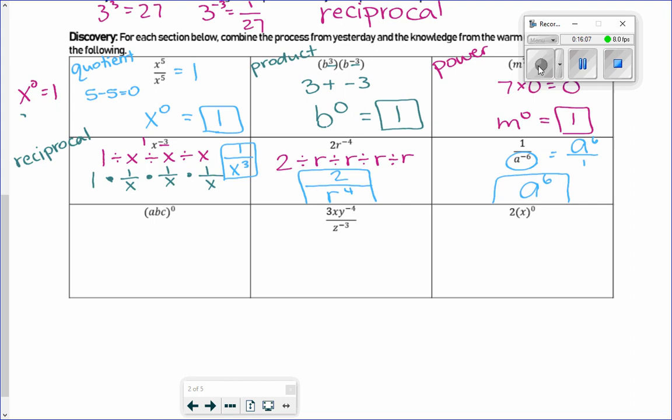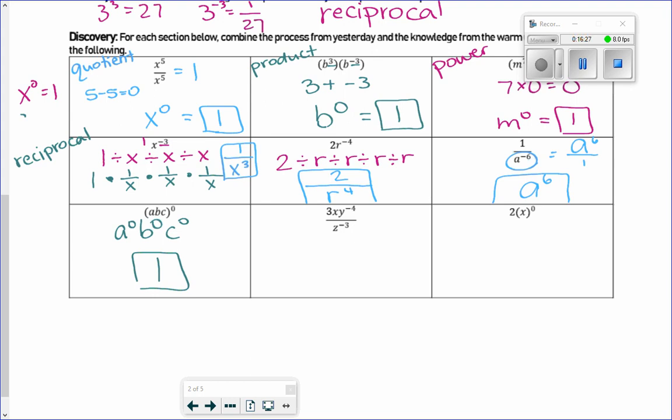Okay. Wonderful. So this first example here, we're going to mix them up together. So a, b, c is all being raised to the power of 0. Anything raised to the power of 0 is 1. Or you could think it's a to the 0, which is 1, b to the 0, which is 1, c to the 0, which is 1. It's just going to be 1.